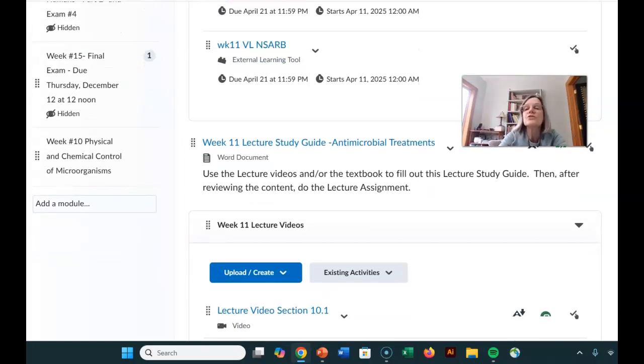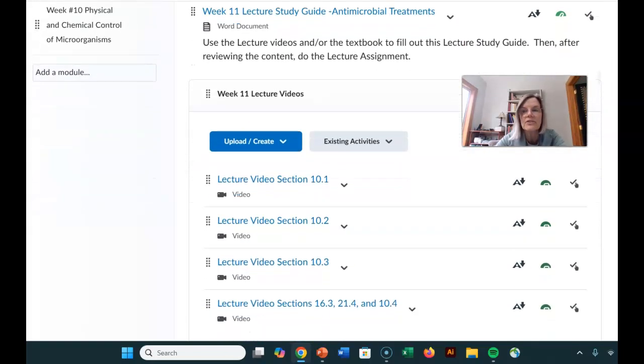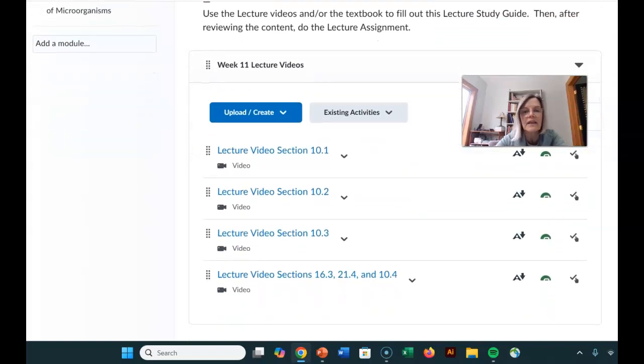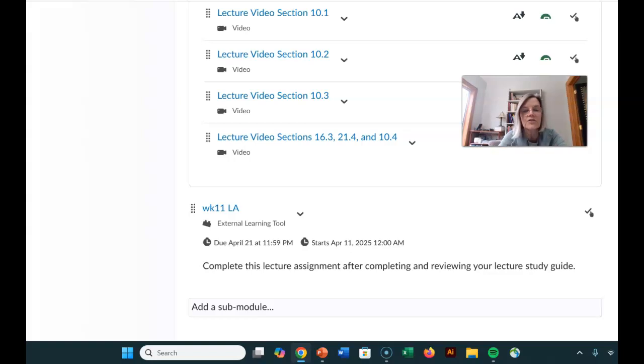So then you're going to do your lecture material. We have your lecture study guide, and we're going to be talking about antimicrobial treatments. And you'll notice that the amount of lecture is a little bit lower than usual because I wanted to give you some extra time to do the test. So I tried to keep the lecture a little bit light this week, and I think you'll see some things in lecture and lab that are compatible. There's a bunch of lecture videos, and there's a lecture assignment, an adaptive learning assignment like the ones we've been doing.